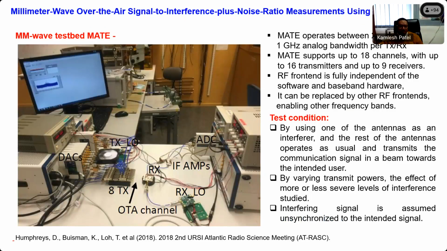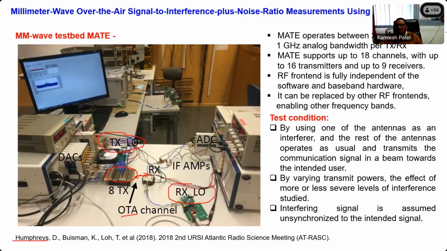Another group led by Humphreys made a millimeter wave testbed, and this testbed contains a number of pieces of equipment, placed here: digital to analog converter, analog to digital converter. This is the transmitter local oscillator frequency. This is the receiver local oscillator, and this is showing the eight transmitting channels. And between these two, an open over the air channel is formed.